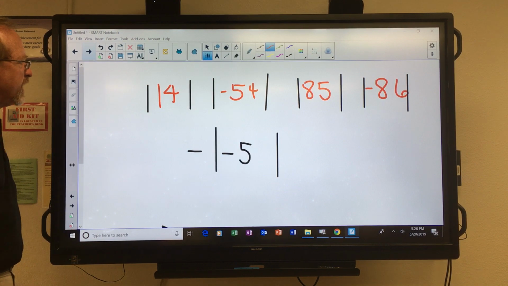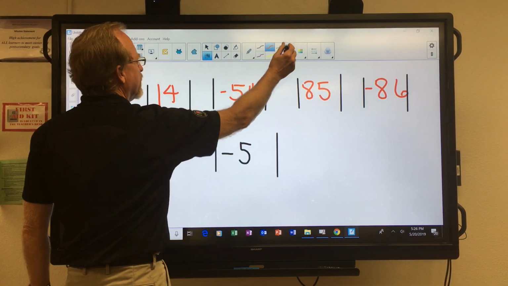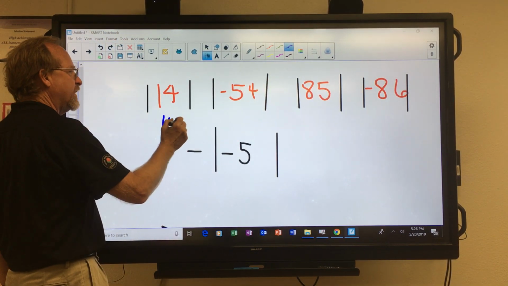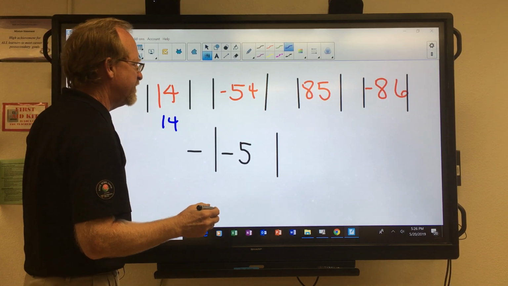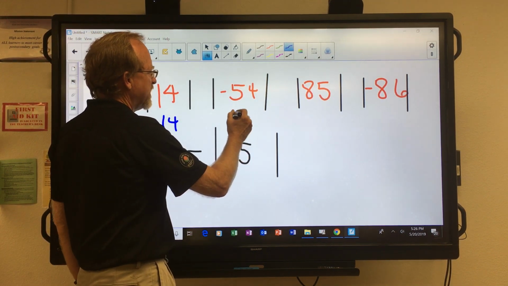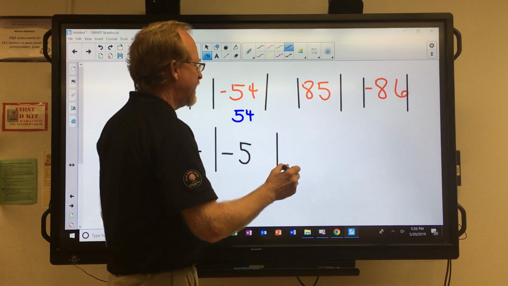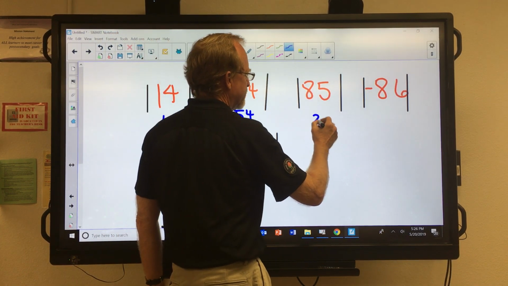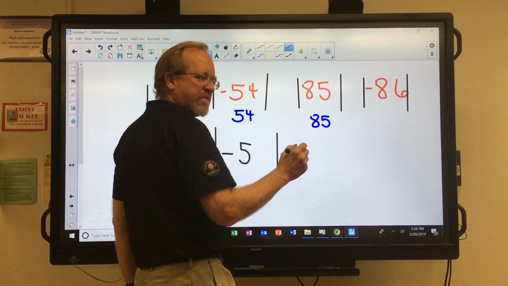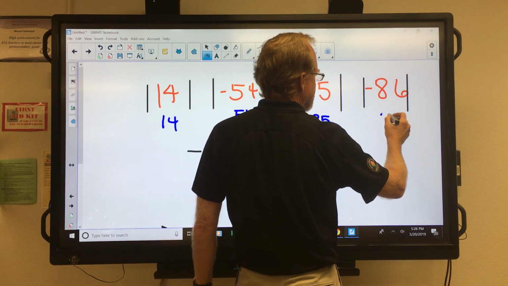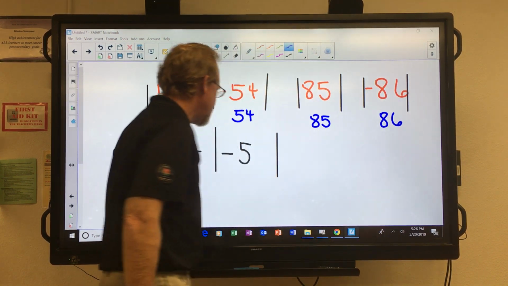So let's do a few. So absolute value of 14, 14. Absolute value of -54, 54. Absolute value of 85, 85. Absolute value of -86, 86.